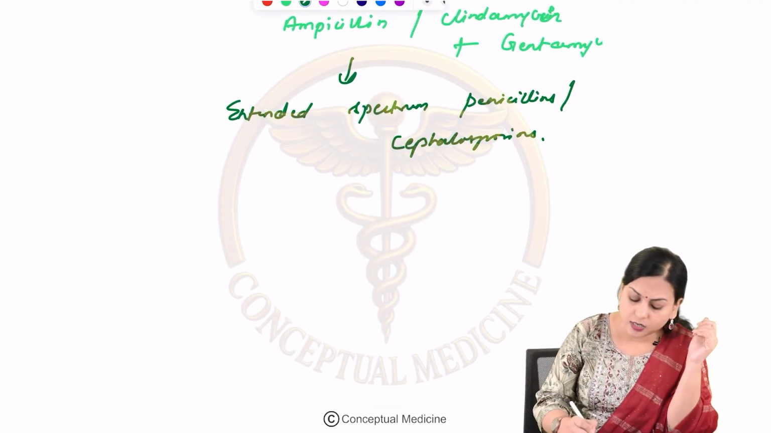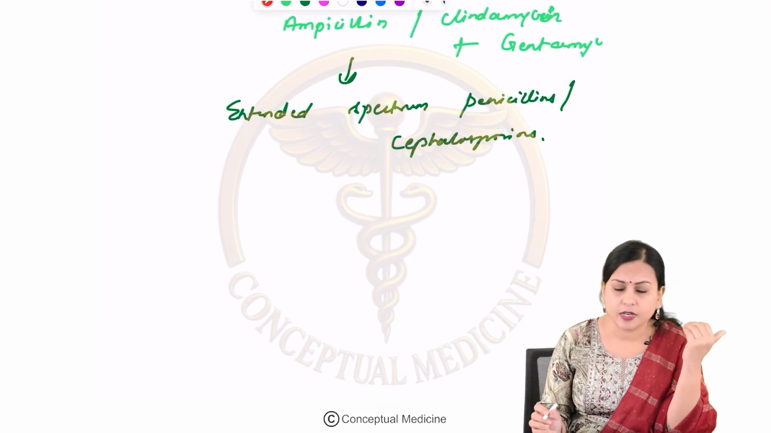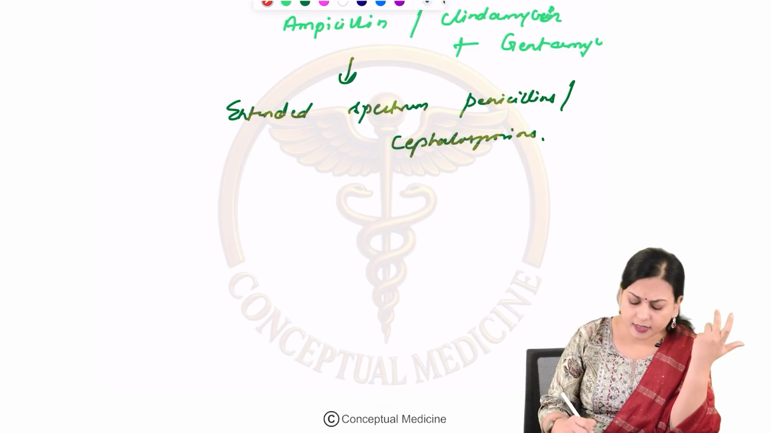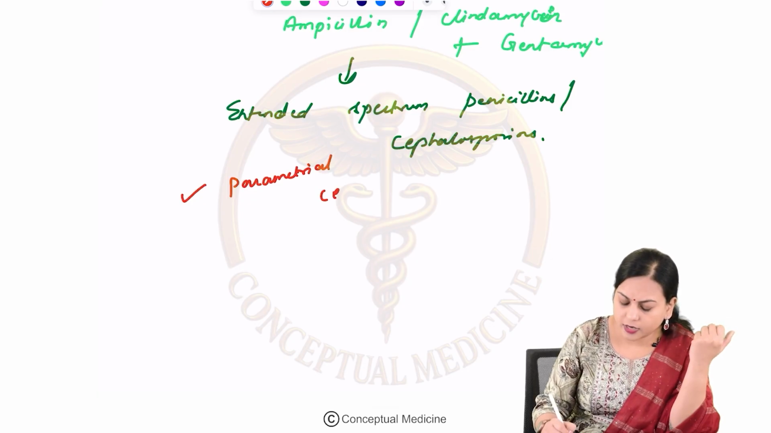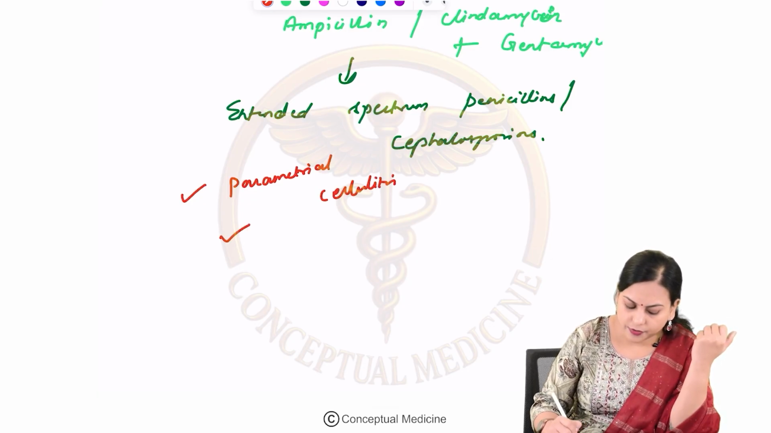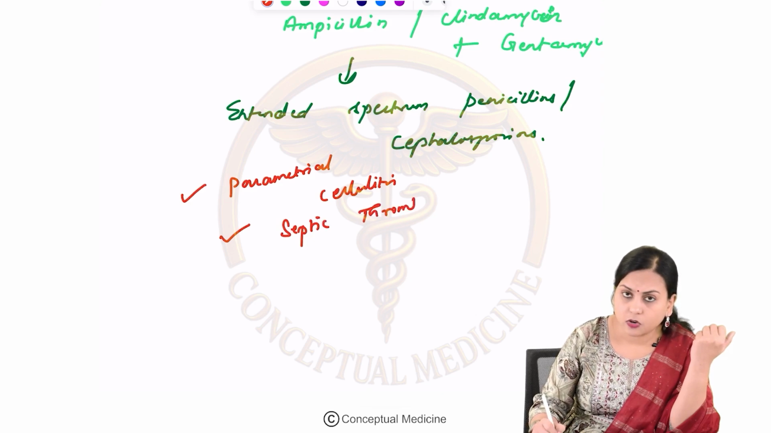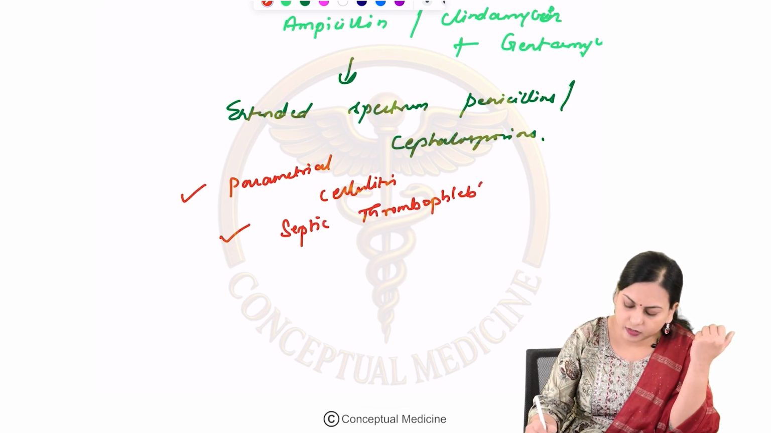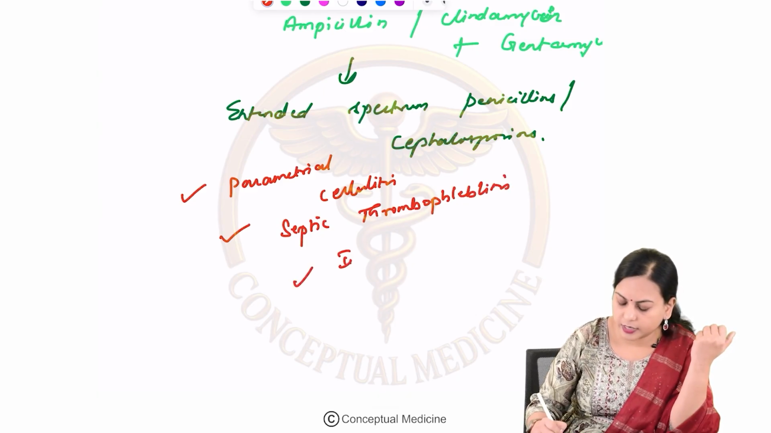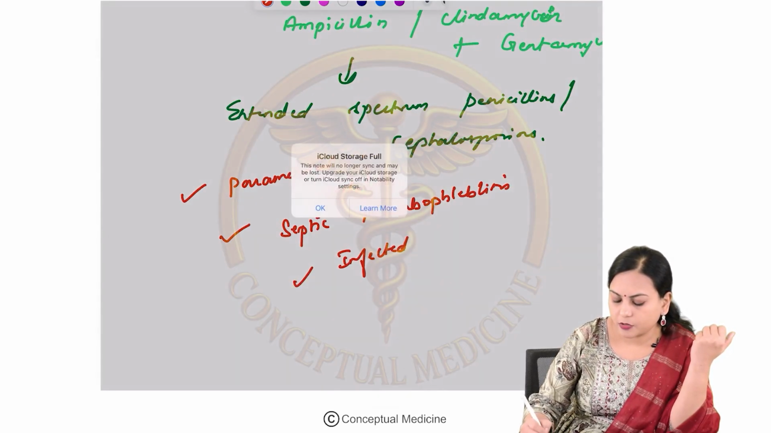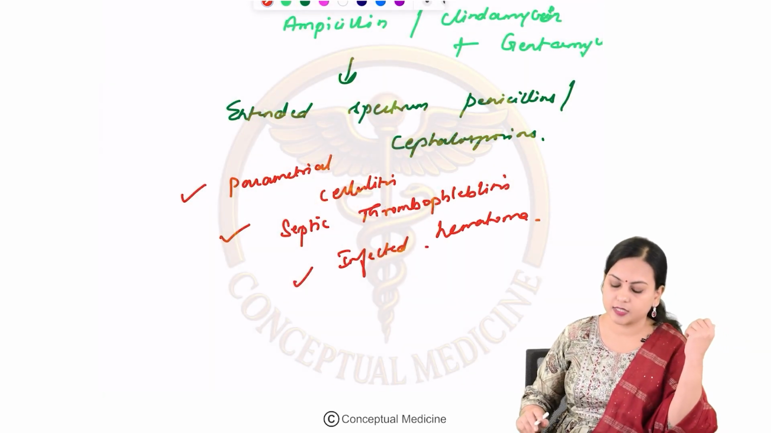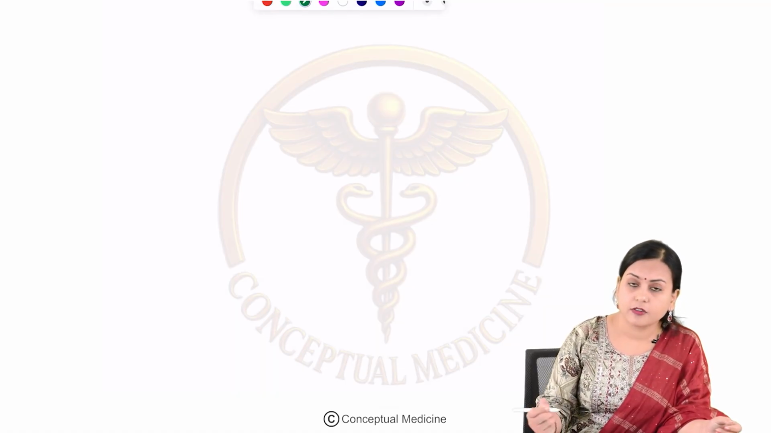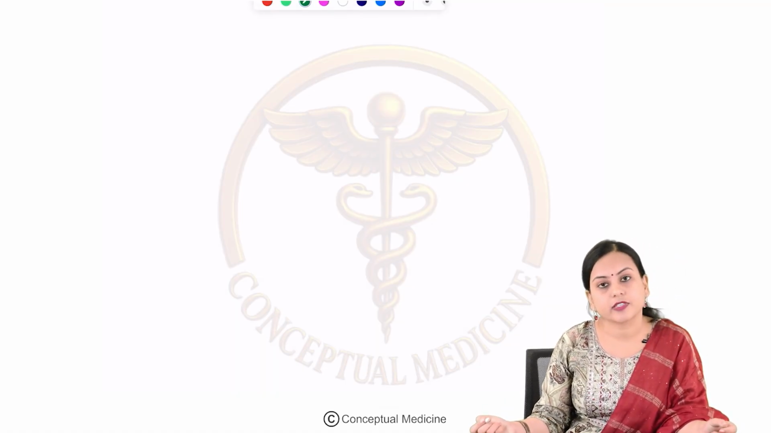Suppose there is no improvement with the antibiotics, you have to look for other causes like there can be parametrial cellulitis or septic thrombophlebitis, or there can be an infected hematoma. Clear? Yes.